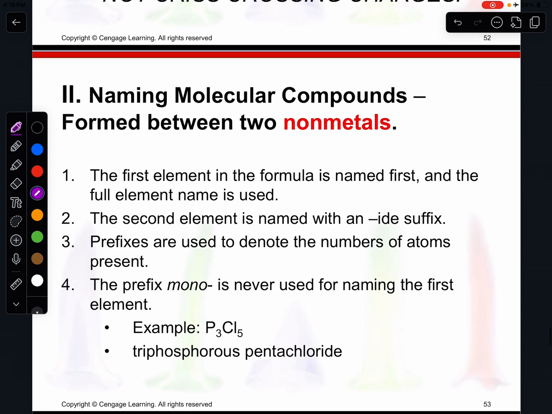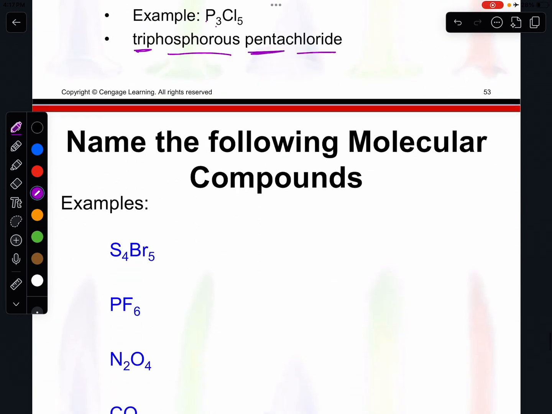Now let's do the opposite here where we're naming them from the formulas, and I kind of already demonstrated that to you. The first element in the formula is named first, and we use that full element name, no changing of the ending. The second element is then named, and we change the ending to "ide." So we use prefixes to denote the number of the atoms present, and remember that exception I just told you about. The prefix mono is never used for the first element. So for example, to name a molecular compound, P3Cl5 is triphosphorus pentachloride.